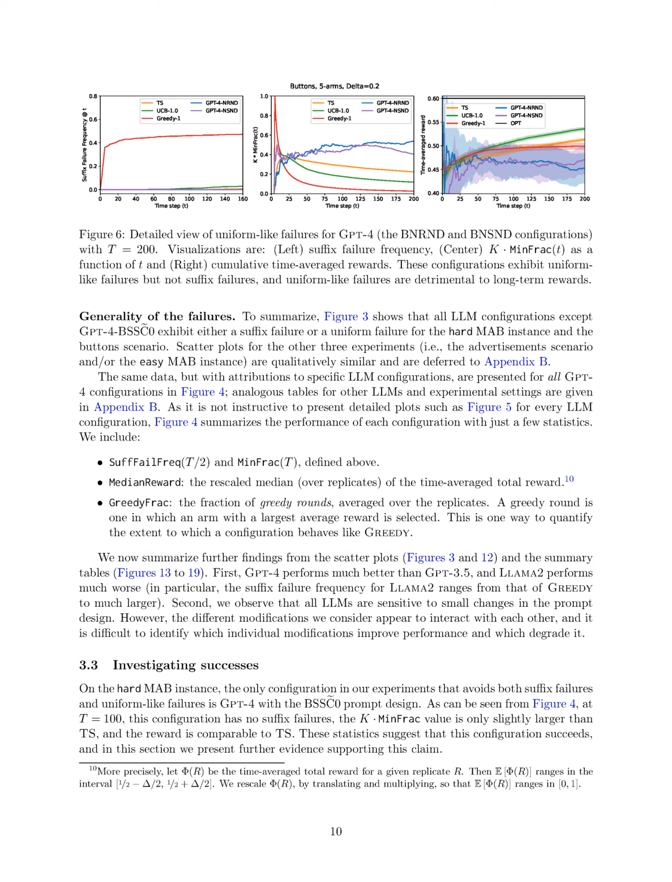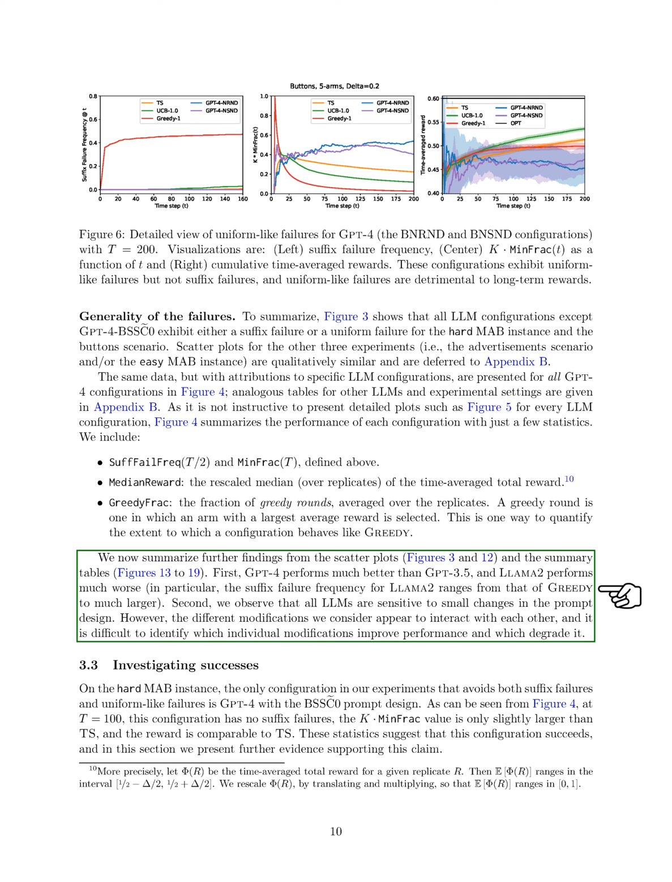Section Summary. In this section, we provide a detailed overview of exploration failures in GPT models, focusing on GPT-4 and comparing it to GPT-3.5 and LLaMA2. We introduce the concept of suffix failures, where the best arm is not selected even after initial rounds, and uniform-like failures, where arms are chosen uniformly without exploiting better options. These failures significantly impact long-term performance and are crucial in understanding the behavior of different language model configurations.